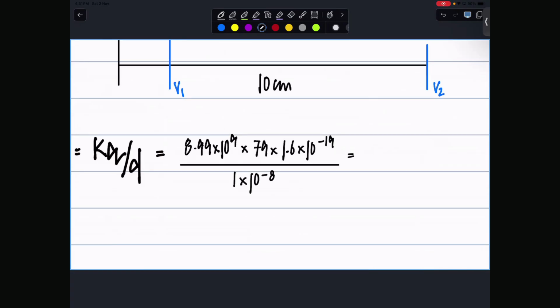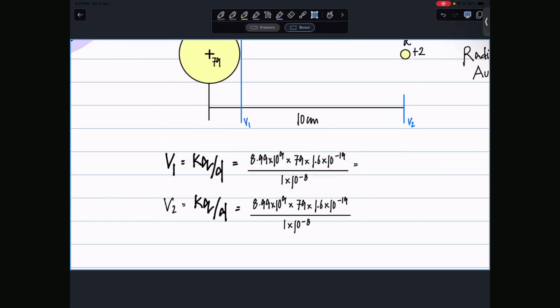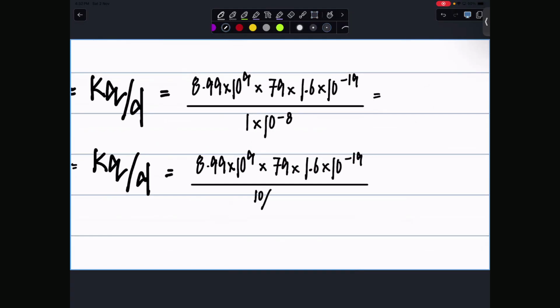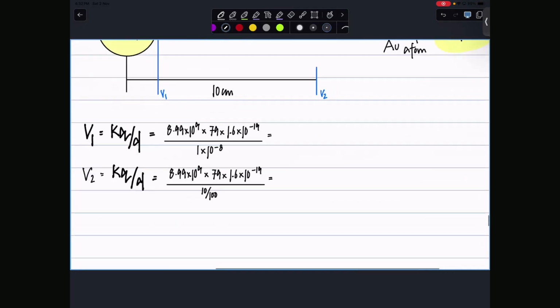So that'll give me a potential. Now how do we find V2? It'll be the same. V2 is going to be kQ divided by d, exactly the same thing with one small difference. This is going to be how much? 10 centimeters. So 10 centimeters is going to be 10 divided by 100. So these will be my two voltages, or potentials.